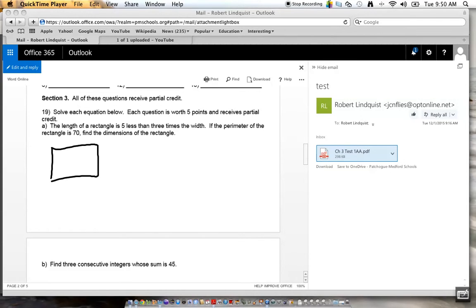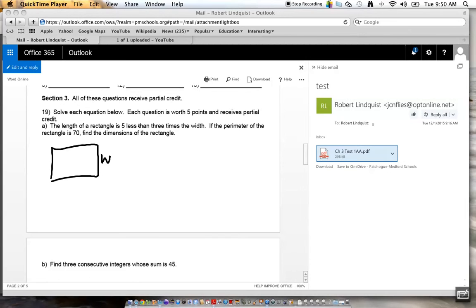Now we're going to fill in pieces of information and then cross them off. It says the length is 5 less than 3 times the width. Does anybody here know what the width is? No. So what do we call it if we don't know what it is? W. Good.